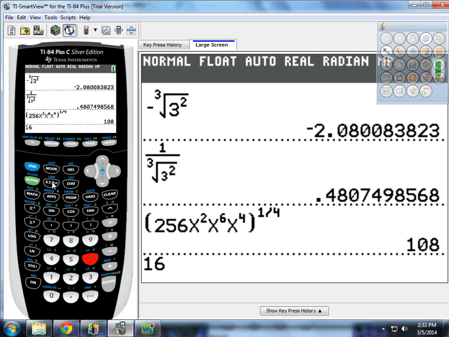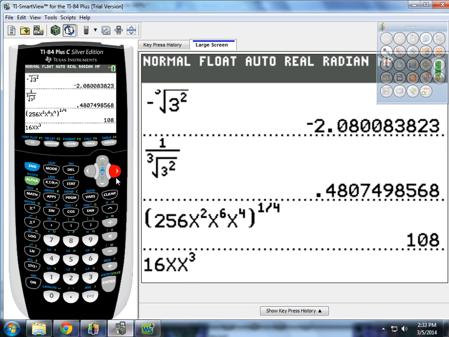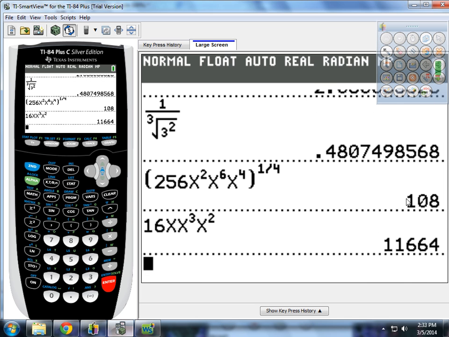16, then we have an x. Then they've got y to the third, but we're going to do x to the third. And then they have z squared, but we're going to do x squared. Press enter. And I'm looking to see if I'll get something that matches 108. And if you notice, that's way off. All right. So now let's drop down to answer D.